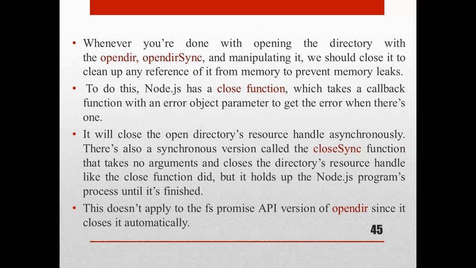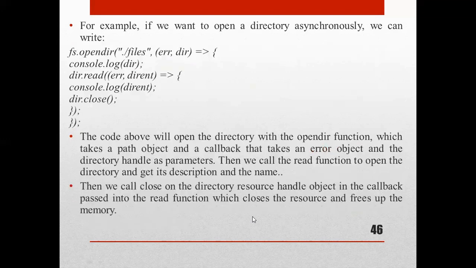So to do this, Node.js has a close function, which takes a callback function with an error object parameter to get the error when there is any error. That close function takes only a callback function. It will close the open directory's resource handle asynchronously. There is also a synchronous version called the closeSync function. Here you can see the closeSync function. It takes no argument and closes the directory. Here you can see an example of closing the directory asynchronously.